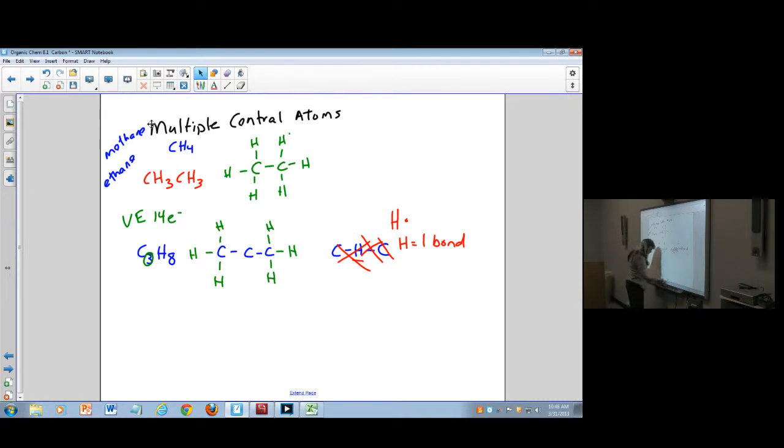Now this carbon in the middle is bonded to this carbon and this carbon, so it already has 2 bonds. So I can add 1, 2 hydrogens to give this central carbon 4 bonds. That is CH3CH8. Let's count. 1, 2, 3, 4, 5, 6, 7.